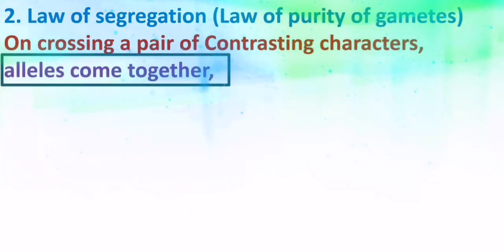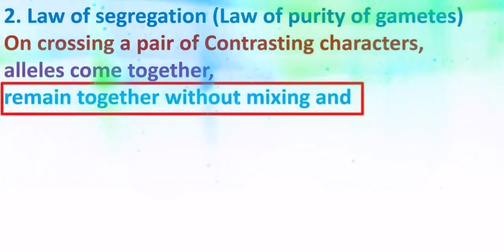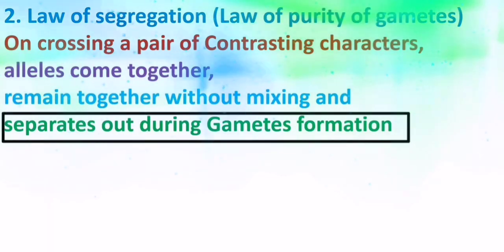Second is the law of segregation, called the law of purity of gametes, Mendel's second law. On crossing a pair of contrasting characters, the alleles come together, meaning the characters come together, they remain together without mixing, and separate out during gamete formation.